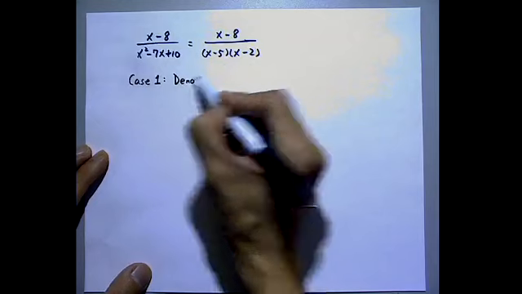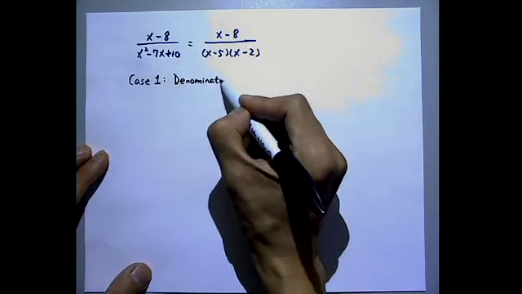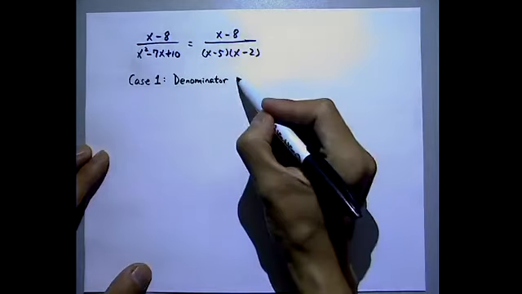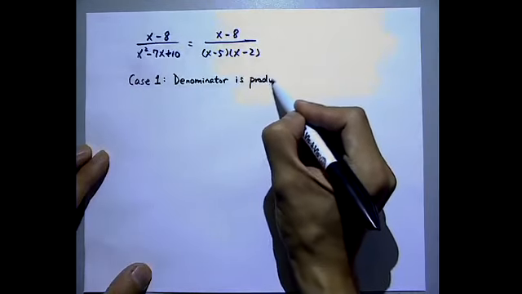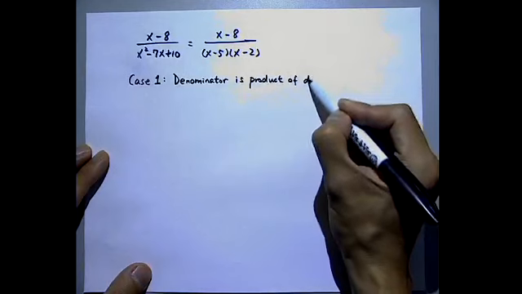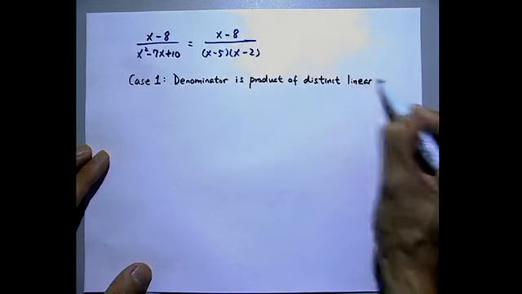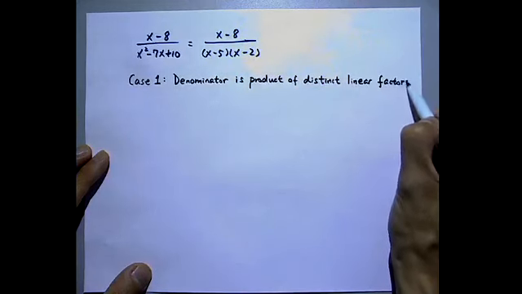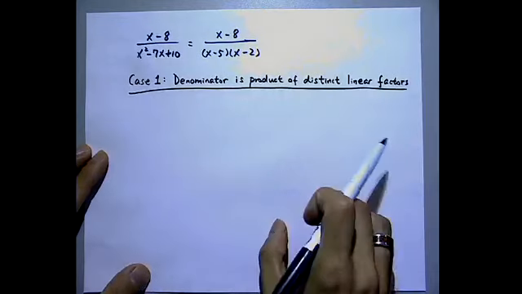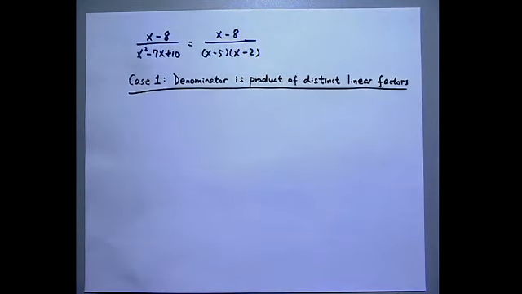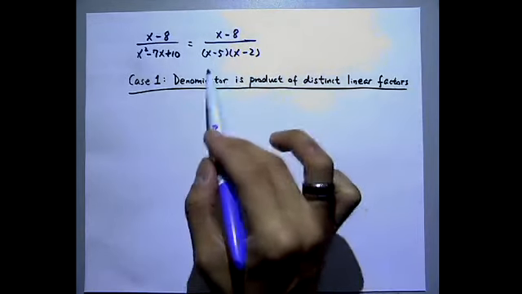Case 1 is when the denominator is a product of distinct linear factors. Okay, distinct means it's not repeated. Linear means it's up to the first power, right? x minus 5, x minus 2, the power is 1.